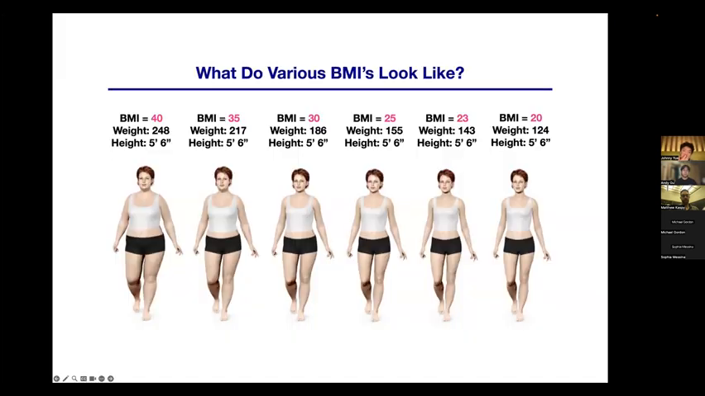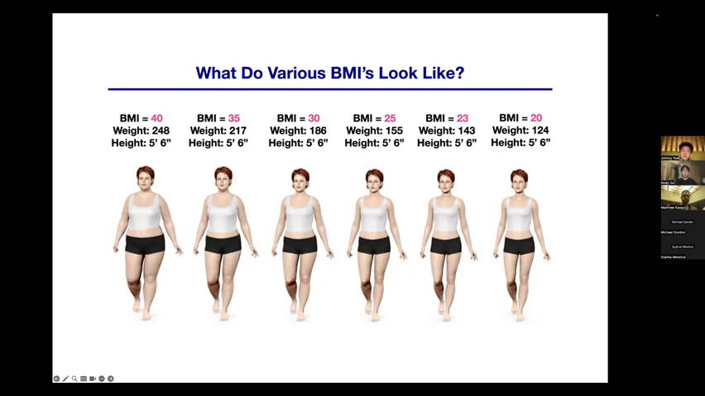And today we're going to be discussing obesity and exercise and diet. And next time we'll take up smoking and alcohol and firearms. Well, let's get a handle on what various body mass indices look like, or BMIs.